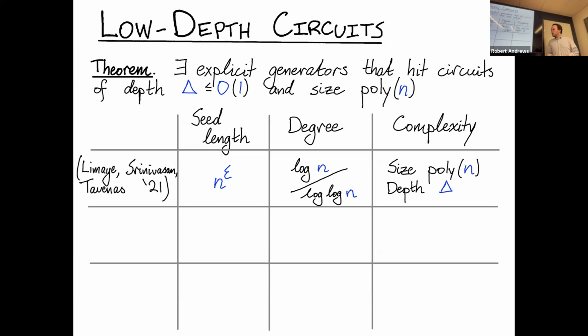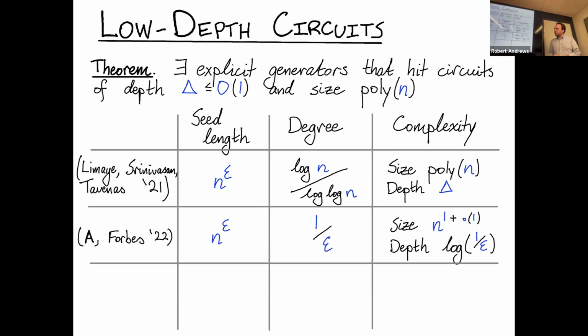Okay. So there was some improvement on this. In some later work, myself and Michael Forbes designed a different generator that gets the same seed length, n to the epsilon, but the other parameters are better. Now the degree is just something like 1 over epsilon. So if epsilon is a constant, this is a constant.